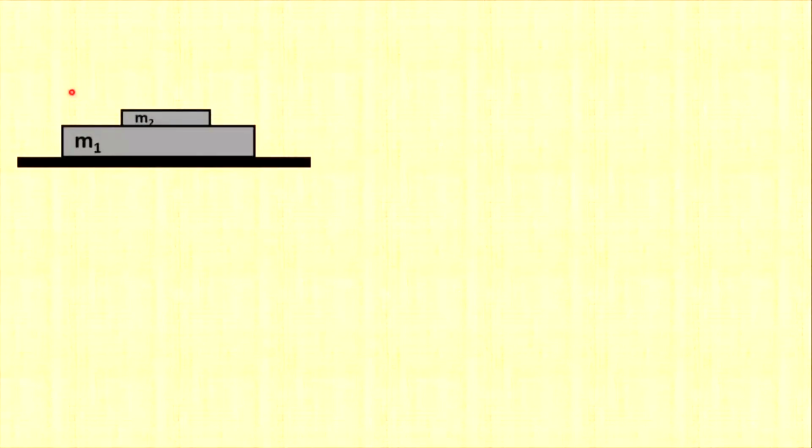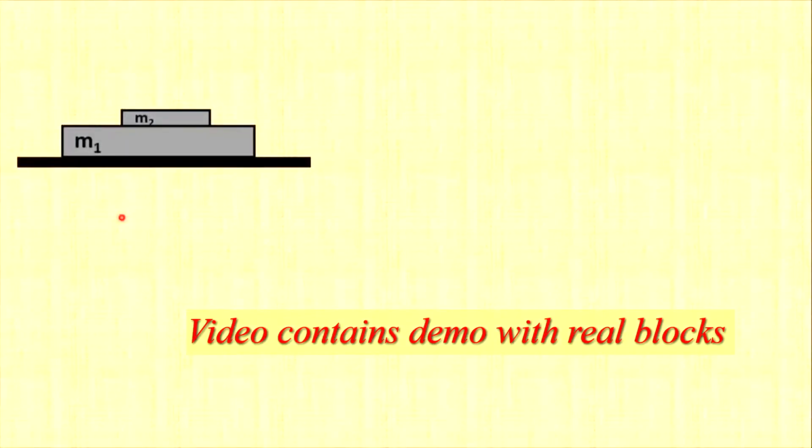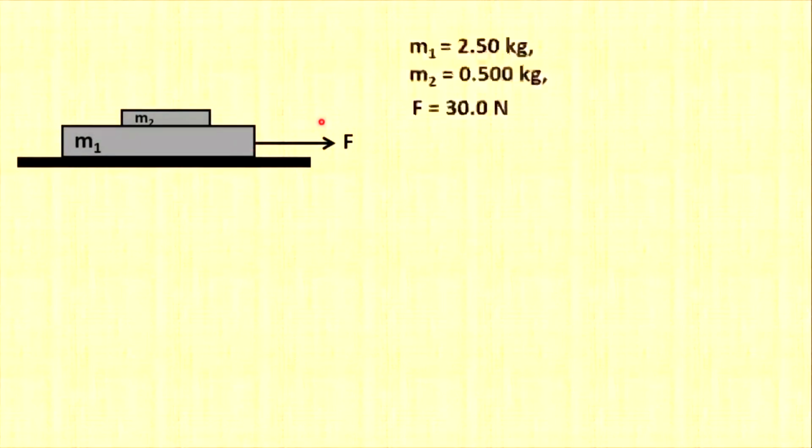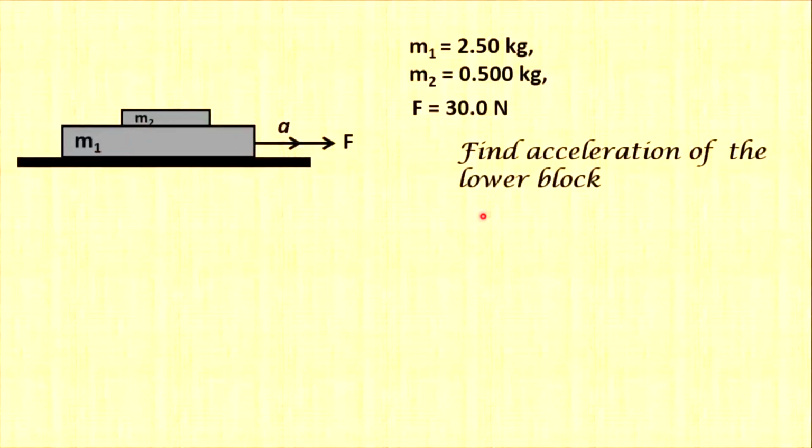Let us consider two blocks at this position and suppose that there is no friction between these two blocks and between the lower block and the rod. We assume that there is a force on this system applied to the lower block. The magnitude of this force and the masses of the blocks are given. The question is to find the acceleration of the lower block in this system.